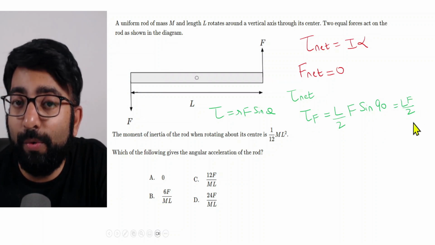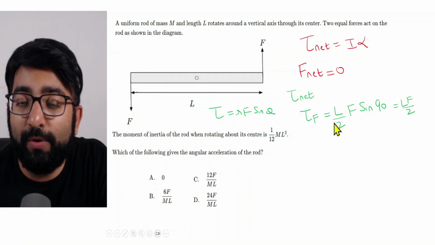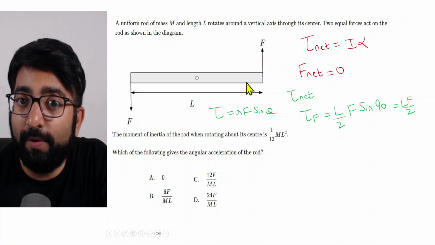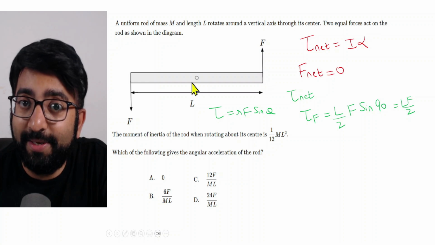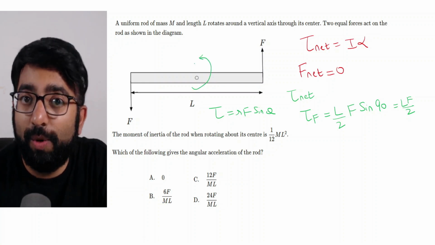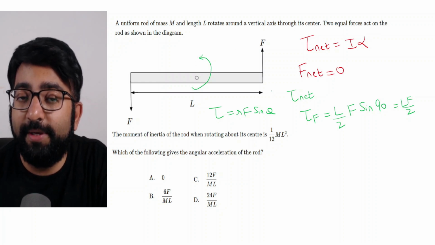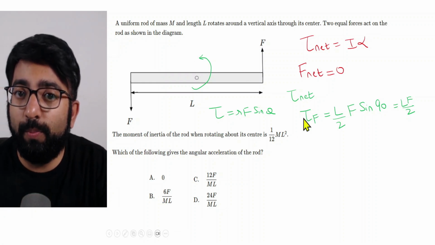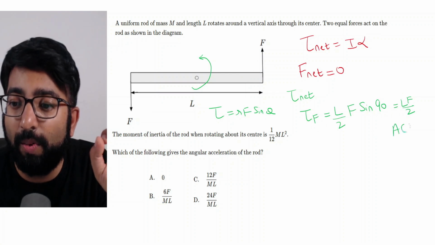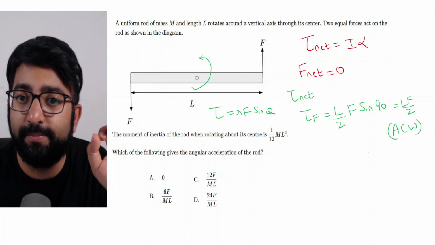Now, torque is a vector quantity, so LF by 2 is only the magnitude. We also need to consider the direction. So how do we do that? Let us focus on this upward force. This force has a tendency of rotating the entire rod in an anti-clockwise direction. That is why we can say that the torque produced by F, which is LF by 2, is in the anti-clockwise direction, which we can write here.